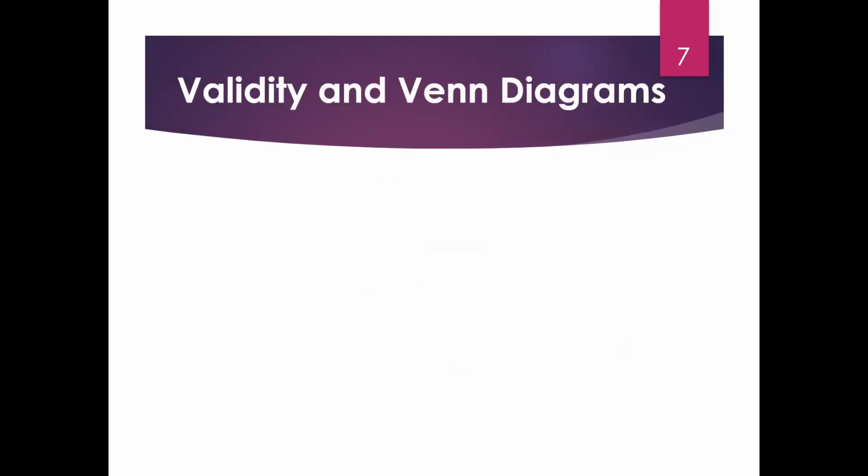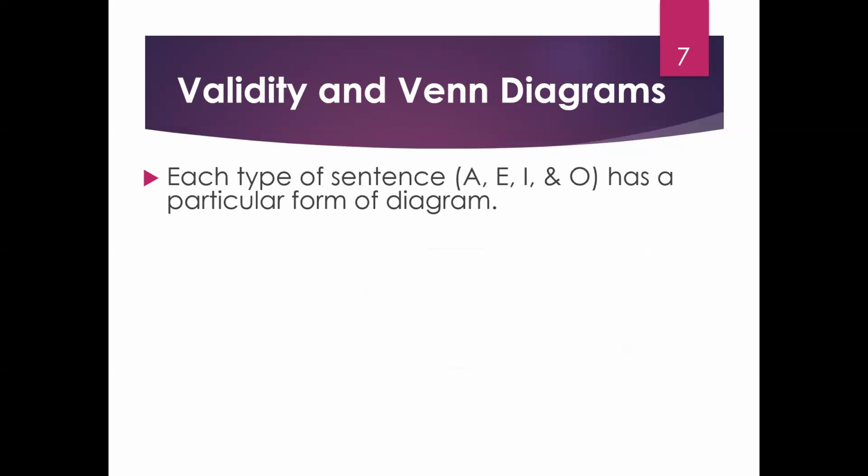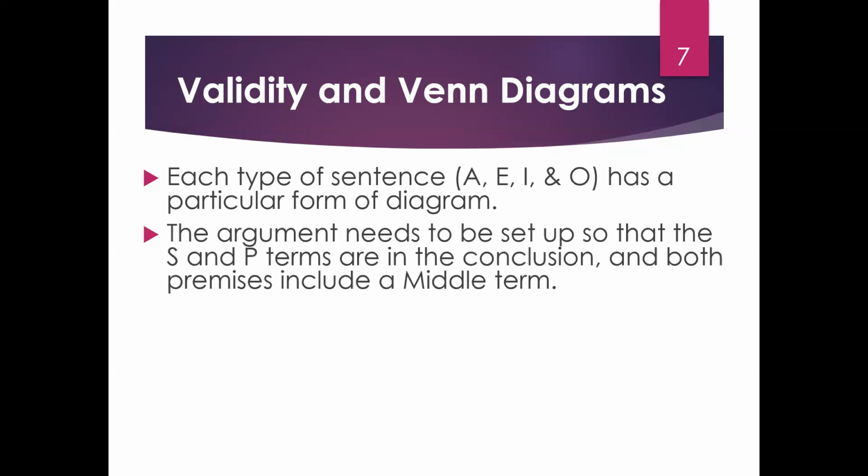What we want to do then is use those resources to assess the validity of arguments using Venn diagrams. So each type of the sentence that we've seen, the A, E, I, and O sentence, has a particular form of the diagram. The A's and the E's, we use shading. The I's and the O's, we use X's. And then when we are evaluating an argument, we're going to have three interlocking circles. There are going to be three different terms. And it needs to be set up so that both the S and the P terms are in the conclusion, or you might say that the other way around.